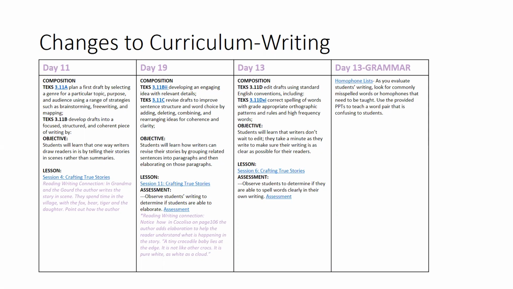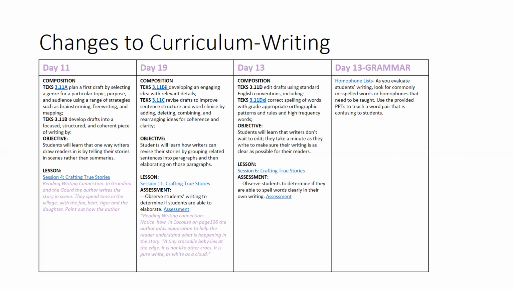Noticing the objective, it says students will learn that one way writers draw readers in is by telling their story in scenes rather than summaries. So what I'm doing is including some of those connection pieces to help you make the bridge between your reading and writing. On day 19, you're going to see the same thing. You have an assessment there as well. Observe students writing to determine if students are able to elaborate. And so you can use that assessment or another one, but we want to assess that ability.